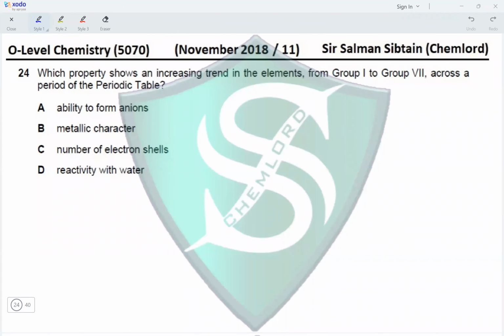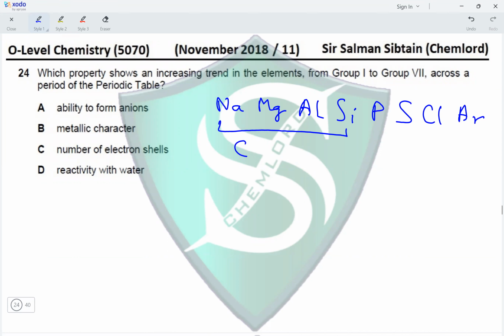Question 24. Which property shows an increasing trend in the elements from group 1 to group 7? So basically across a period of the periodic table. Ability to form anions. Yes, because if we look at any period in particular, let's take the example of period 3: sodium, magnesium, aluminum, silicon, phosphorus, sulfur, chlorine, and argon. These are cations and these form anions.